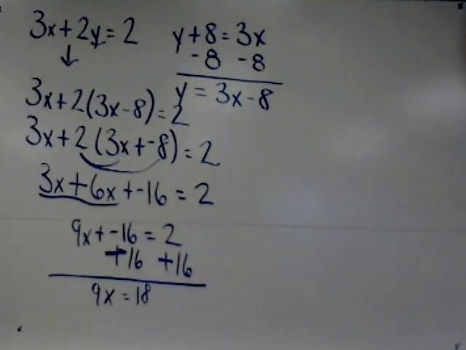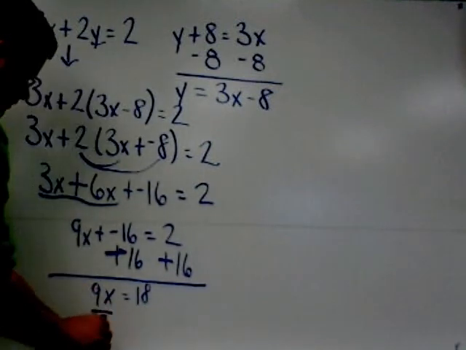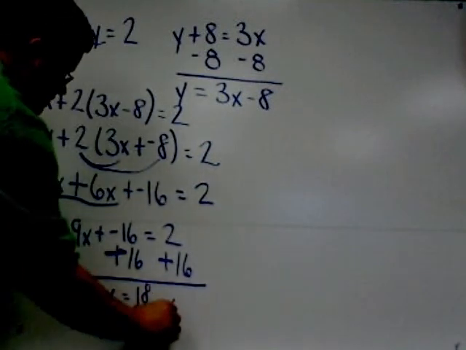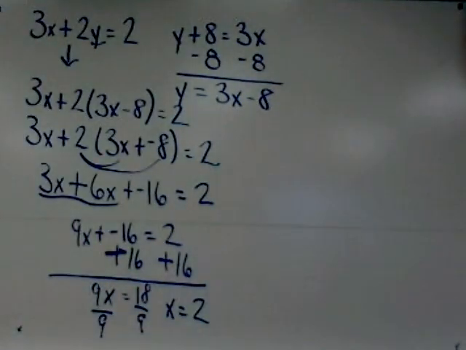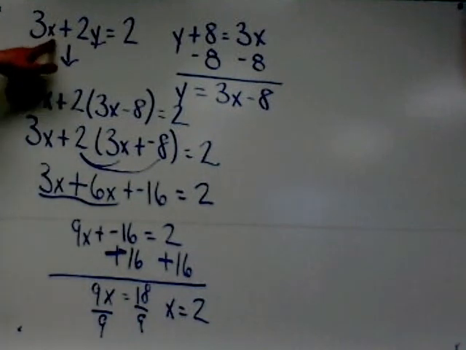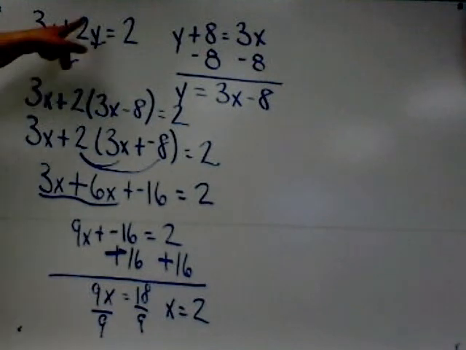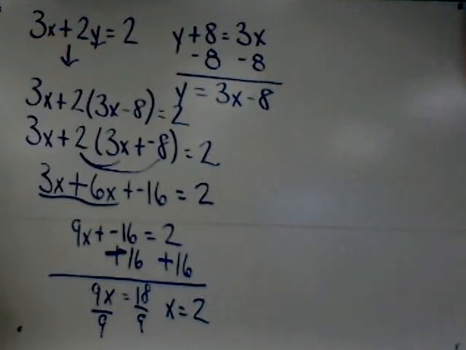I can now find x simply by dividing both sides of the equal sign by 9, and I quickly find that x equals 2. Now I'm going to return to my original two equations. I can now at this point pick which equation I want to work with. I can choose to work with 3x plus 2y equals 2, or I can work with y plus 8 equals 3x. Let's choose y plus 8 equals 3x.